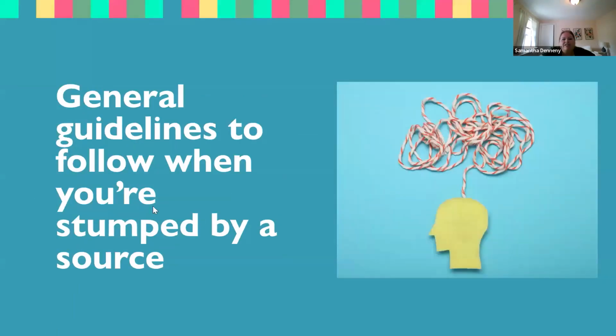Sorry about that. So let's start by talking about some general guidelines to follow when you're stumped by a source. A lot of times when you come upon a new reference type that you've never cited before, you might feel a little bit nervous. It might seem a little scary. It might be something that you really don't know what to do, where to go. And really, one of the things we're here to talk about is that even though these new and unusual reference types might seem completely different than something you've seen before, it really all comes down to the same general rules for citing a source.